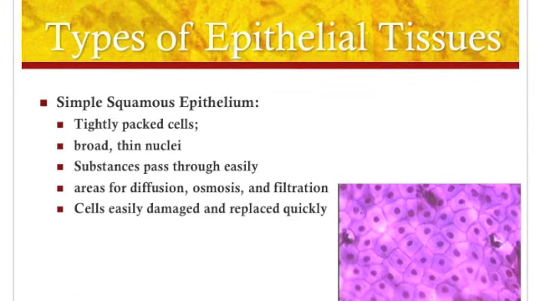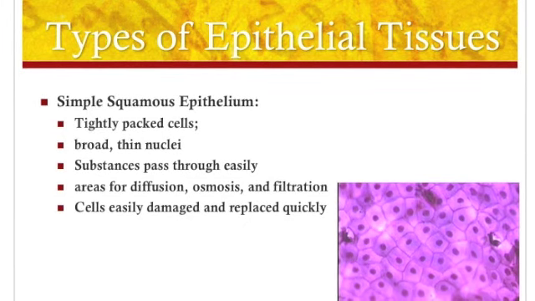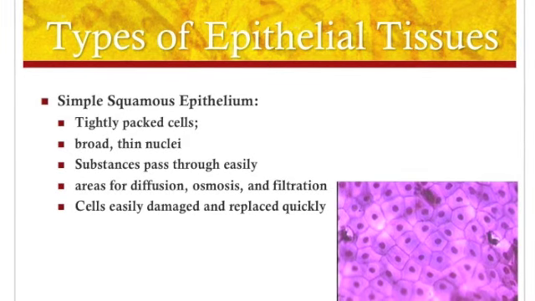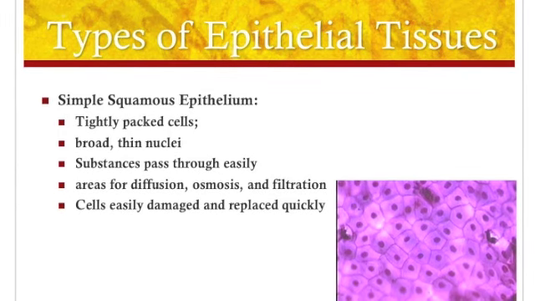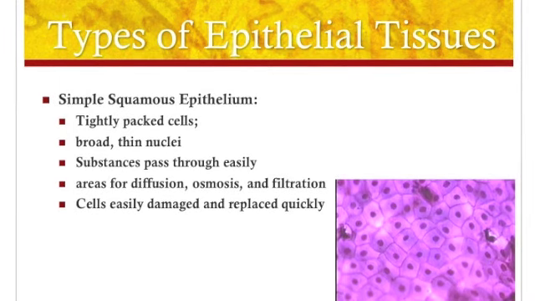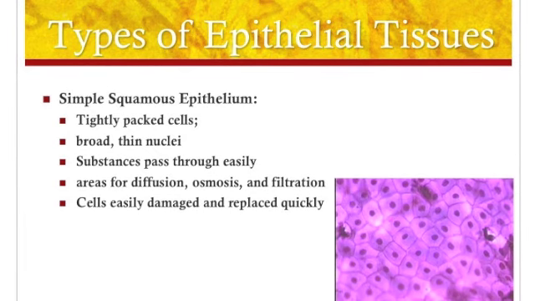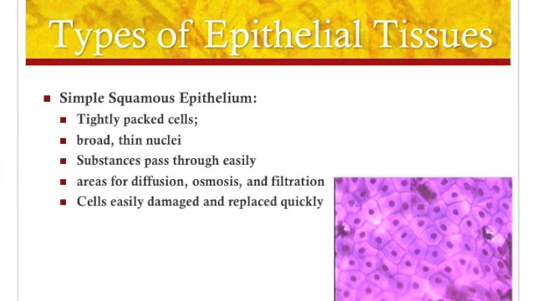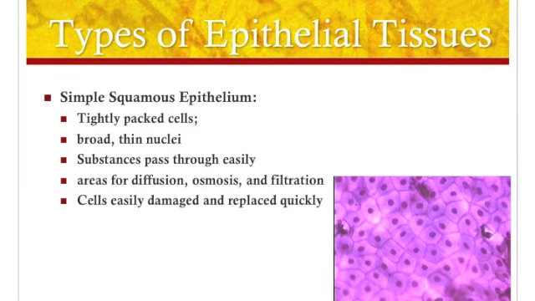Okay, there's different types of epithelial tissue. The first one we're going to talk about is simple squamous epithelium. And just using what we just learned, simple means that it only has one layer, and squamous means that it's made of thin flattened cells. Knowing that, simple squamous epithelium is tightly packed cells with broad, thin nuclei. Also, substances can easily pass through, which makes it a common area for diffusion, osmosis, and filtration. And cells are easily damaged and replaced quickly because they're usually on the outside surface.